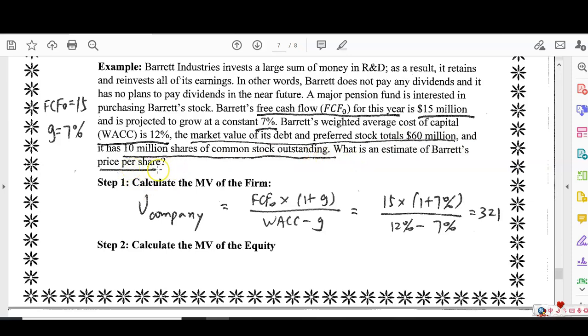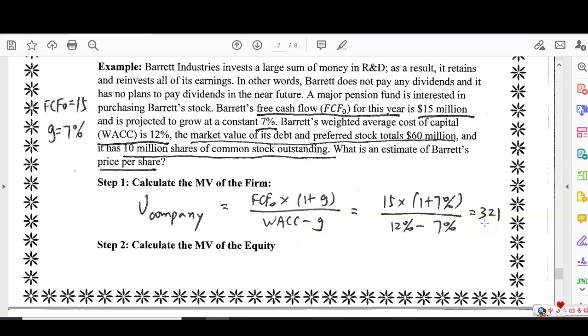We're looking for price per share, the stock price, but we don't have dividends here, so we cannot use dividend discount model. However, we know free cash flow here, so we can use free cash flow model. And there's only one stage here, so we can use constant growth model for the whole time period. We only have one growth rate, 7% here. Step 1, we calculate the market value of the firm. Value of the firm equals free cash flow 0 multiplied by 1 plus G over WACC minus G. It should be 321.